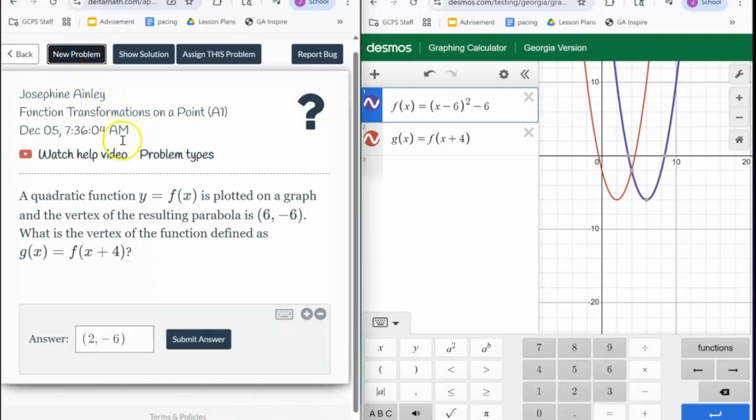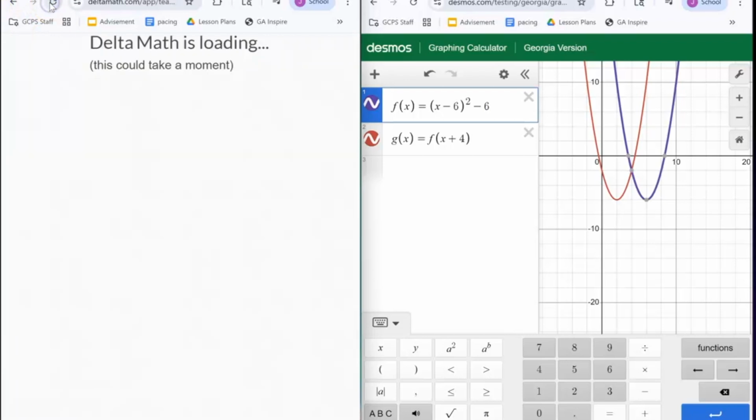Okay, so I don't know why that's not pressing enter, but new problem. Okay, it's frozen. Let me refresh.